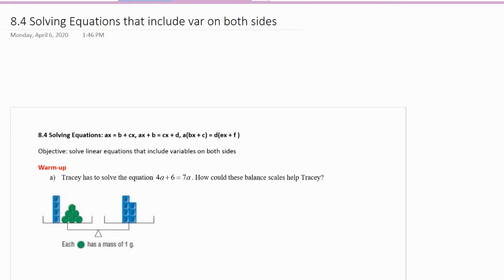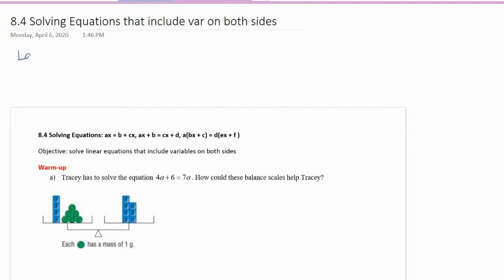Hello everyone. Today we will be learning how to solve equations that include variables on both sides. Do you guys remember what we learned last class? Last class we learned how to solve equations that include variables on the same side.